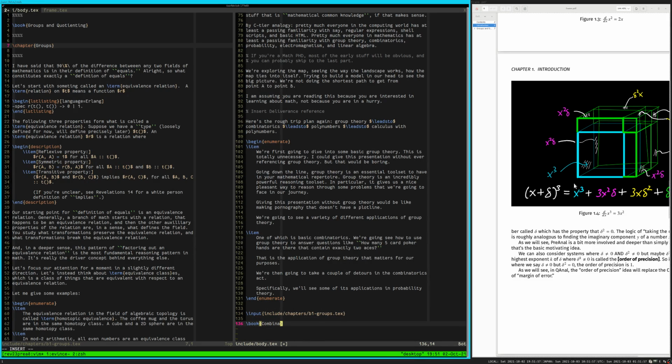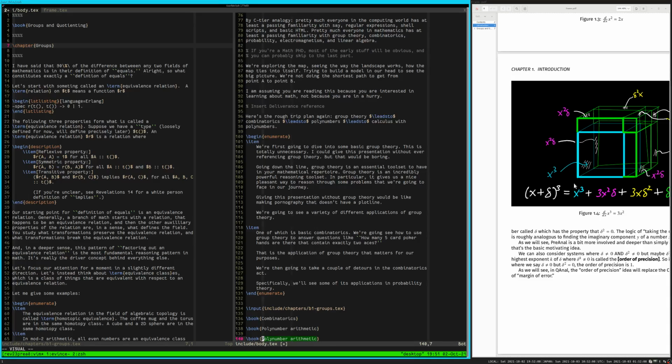After this, we're going to see some combinatorics. Then we're going to see some polynumbers. Some calculus.